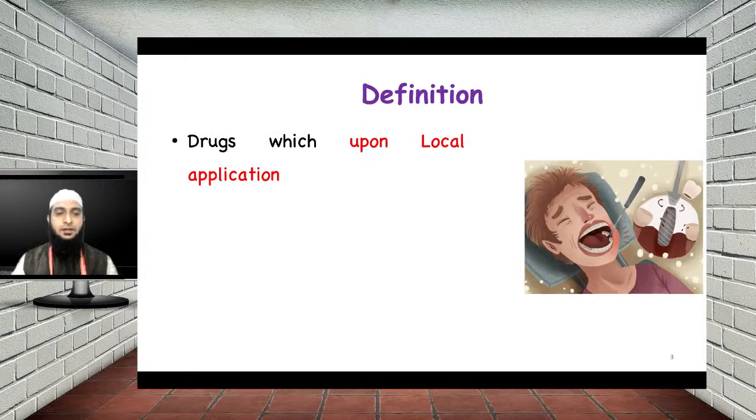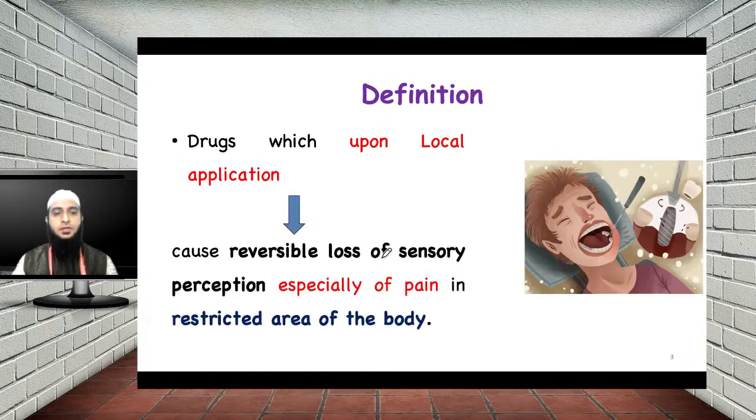So the local anesthetics, these are the drugs which upon local application produce reversible loss of sensory perception, and especially of the pain, in a restricted area of the body.